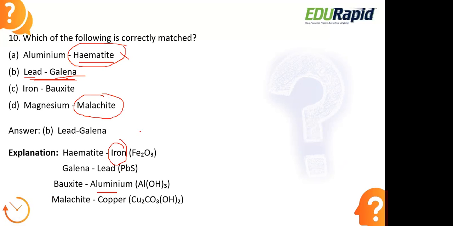But how do we get magnesium? From ores like magnesite, dolomite, carnallite. There are different ores like magnesite, dolomite, carnallite, and out of these ores we will extract magnesium. Okay, moving to the next question.